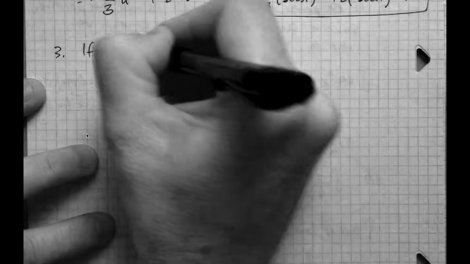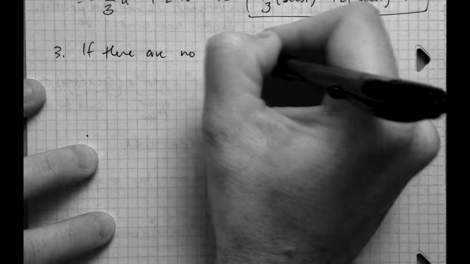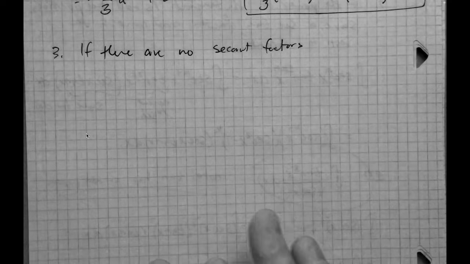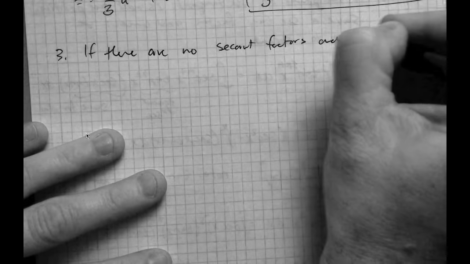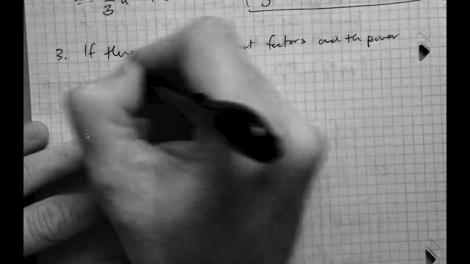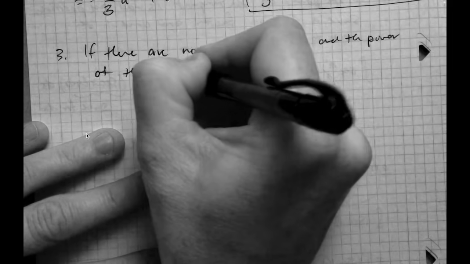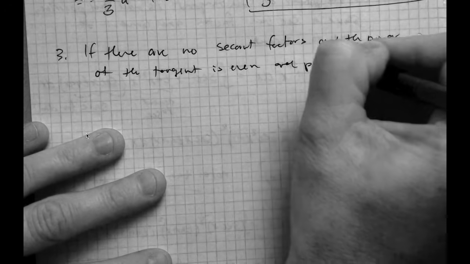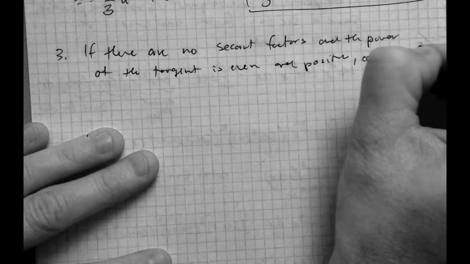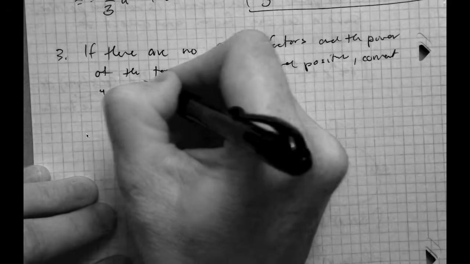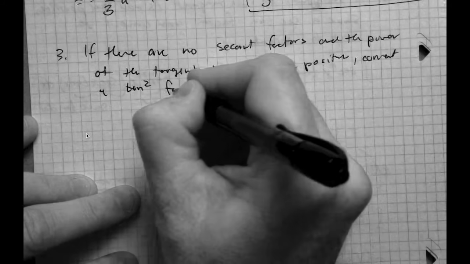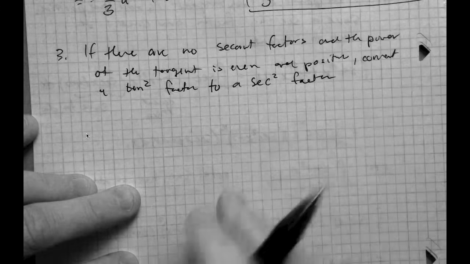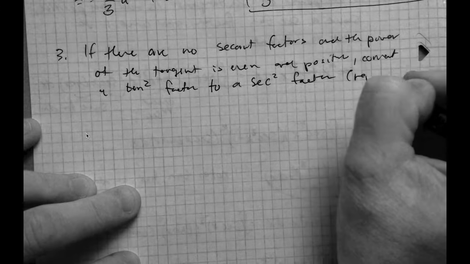So if there are no secant factors, and the power of the tangent is even and positive, you can convert a tan squared factor to a secant squared factor, right? And repeat if necessary.